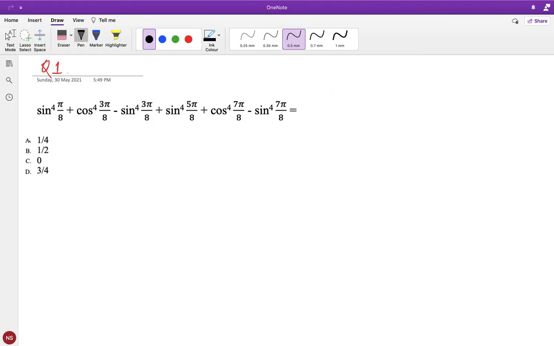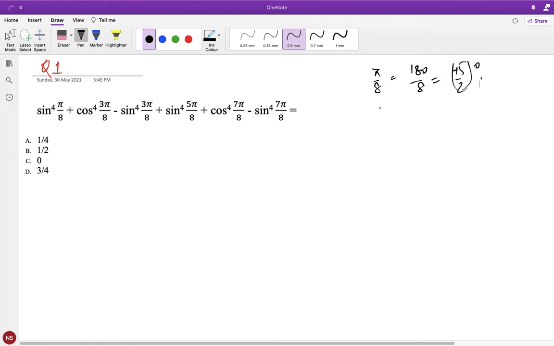So this one is sine raised to the power 4 pi by 8 plus cos 4 3 pi by 8 plus sine raised to power 4 3 pi by 8 plus sine 4 cos 4 sine 4 again. So pi by 8 we know is 180 by 8, which is 45 by 2. So we don't really have standard formulas for 45 by 2 degrees, although we do have them for 45 degrees, 30 degrees, 60 and 90.